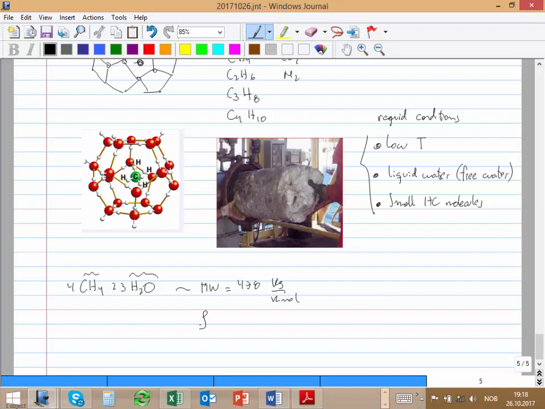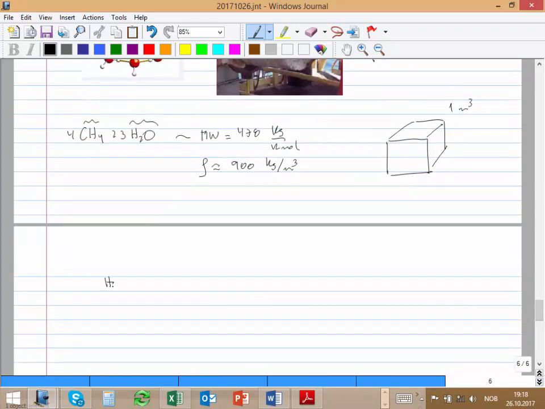And the density is almost like ice. The density is very simple and doesn't change with temperature, doesn't change with anything. It's around 900 kilograms per cubic meter. So now let's calculate. If we take a cubic meter, very interesting, a cubic meter of hydrate, let's see how much methane that cubic meter has. So how do I make that calculation? How much methane in a cubic meter of hydrate?